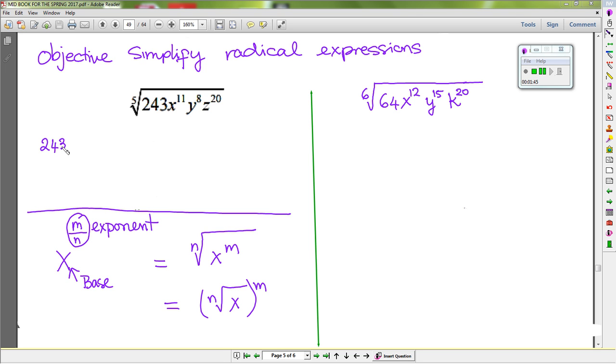Now, before we can write them as a fraction exponent, why don't we go ahead and break them up first? So the 5th root of 243 times the 5th root of x to the power 11 times the 5th root of y to the power 8, and then times the 5th root of z to the power 20.